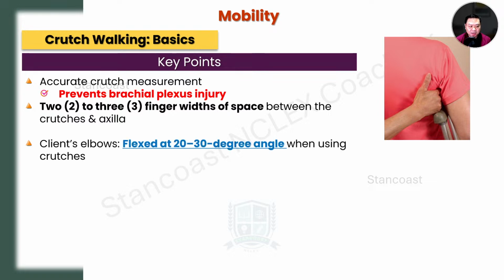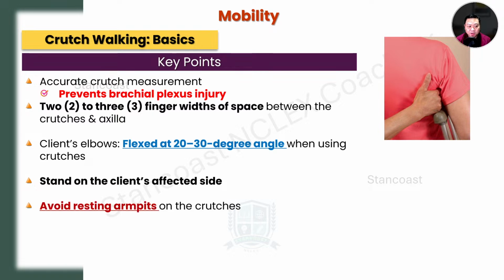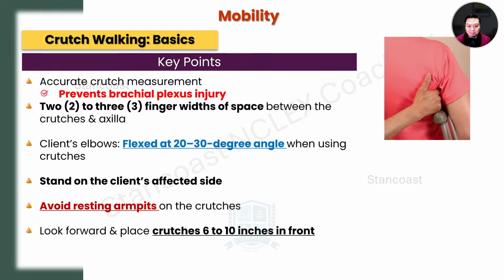Now, what's going to happen next is to make sure that you educate them to allow flexing of at least 20 to about 30 degrees when they're using the crutch. Next, when you're starting to help them use this device, you need to stand on the patient's affected side, and you're going to instruct them to avoid resting their armpits on the crutches and to look forward, and you're going to have them place the crutches within this range. This is within the safe range, 6 to 10 inches in front. Anything beyond 10 inches would destabilize them.